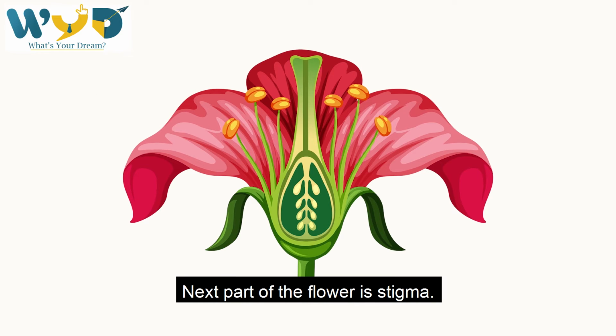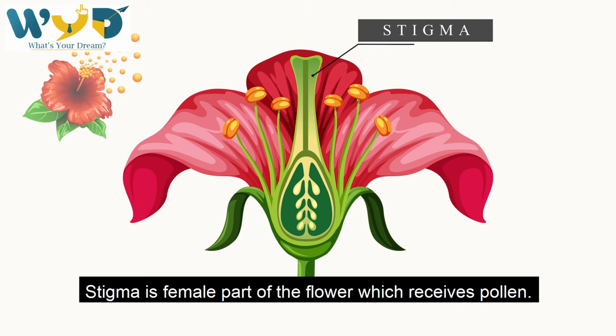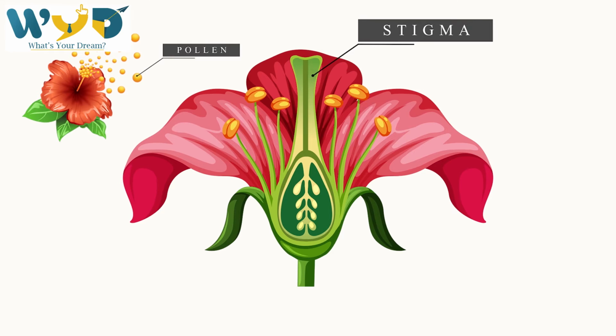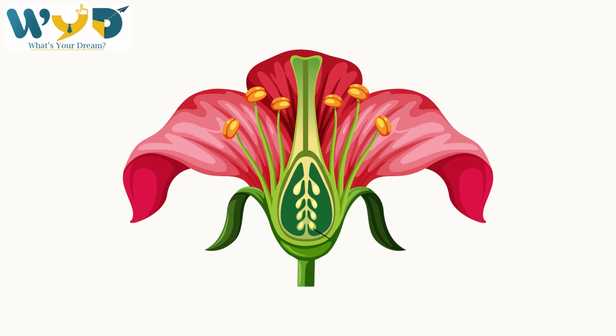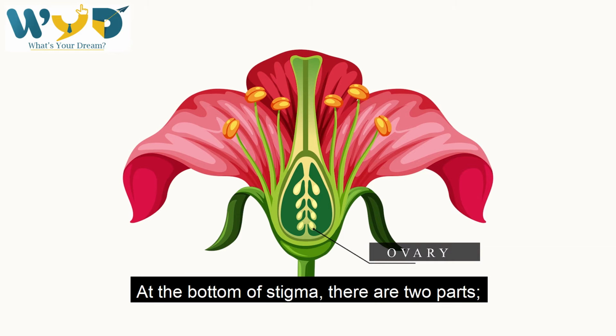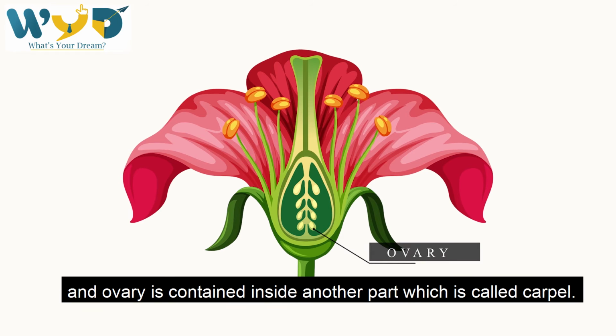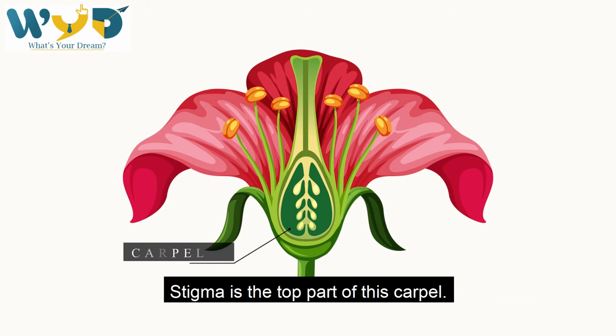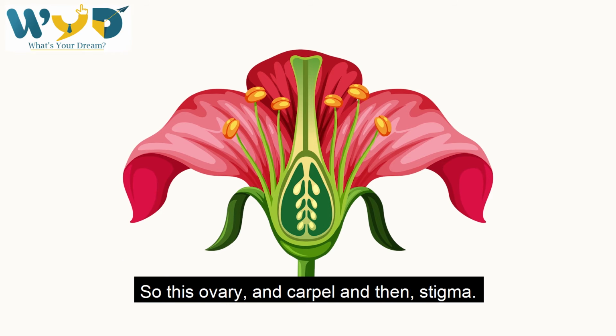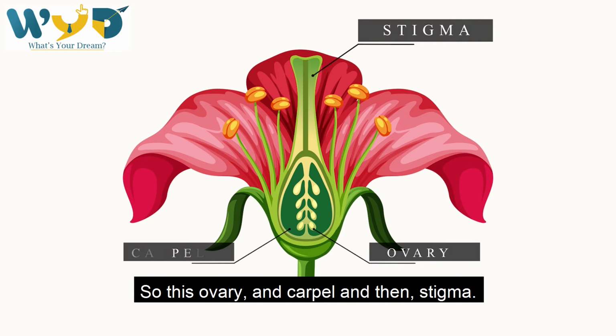Next part of the flower is stigma. Stigma is the female part of the flower which receives pollen. At the bottom of stigma, there are two parts. One is ovary, which contains the egg, and ovary is contained inside another part which is called carpel. Stigma is the top part of this carpel. So there is ovary, then carpel, and then stigma.